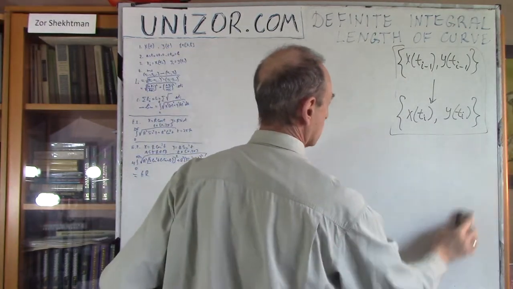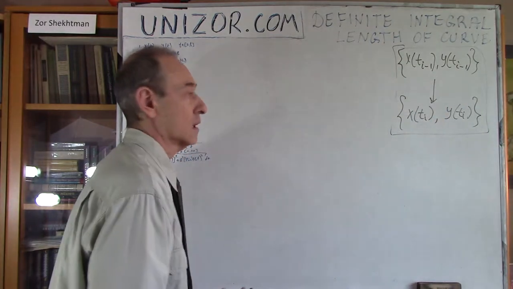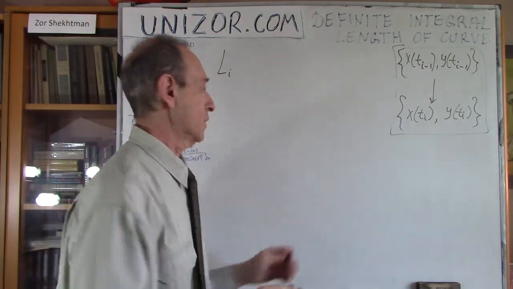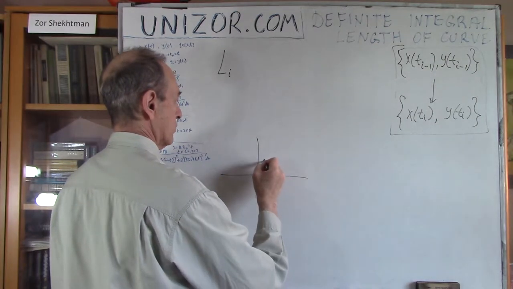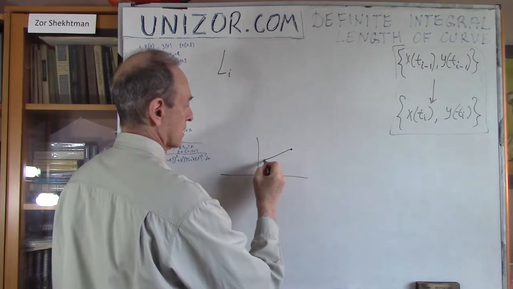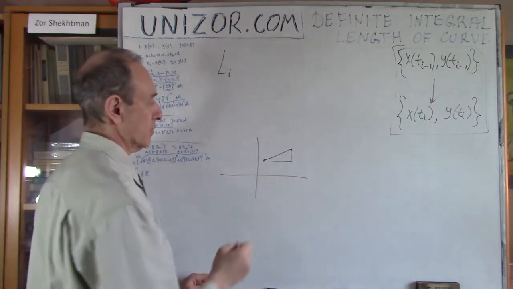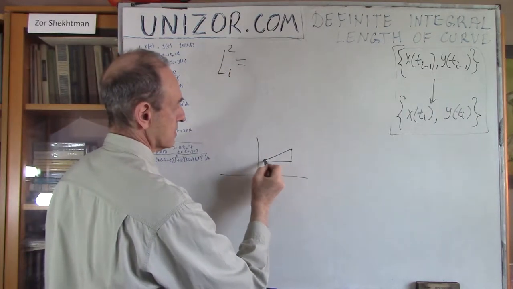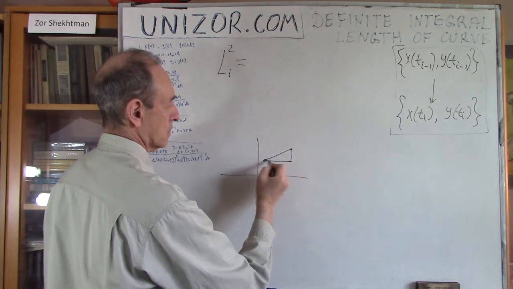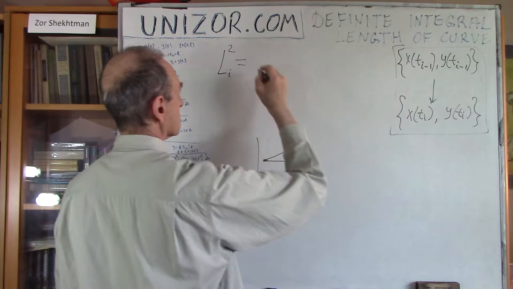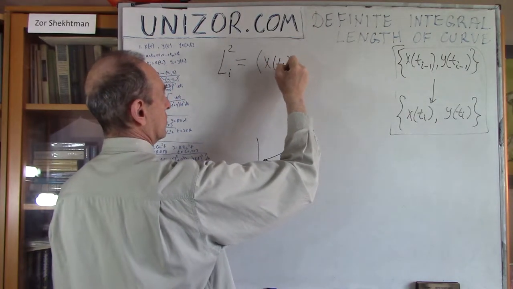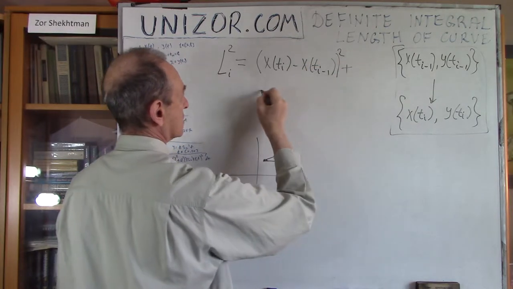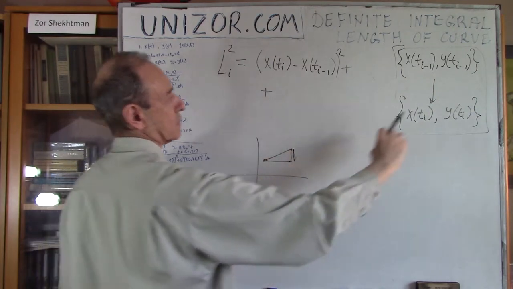So first, let's just calculate the length of this small piece. Let's call it L_i. So what's the length between two points? Well, we obviously know this from the previous lecture. If you have one point and another point, the length, by the Pythagorean theorem, its square is equal to the sum of the squares of the differences: the difference between these two abscissas, so it's x of t_i minus x of t_(i-1), squared, plus this square, which is the difference between ordinates, right?